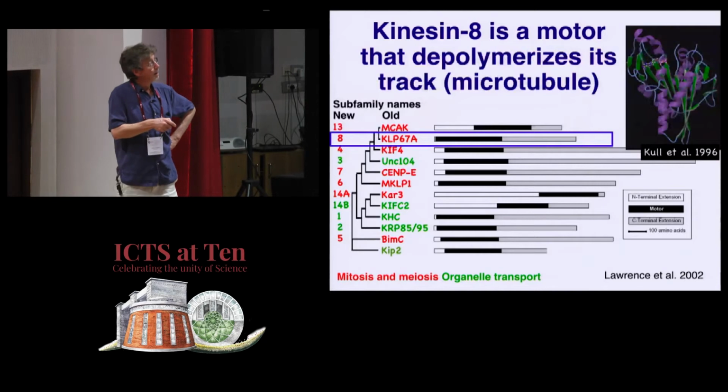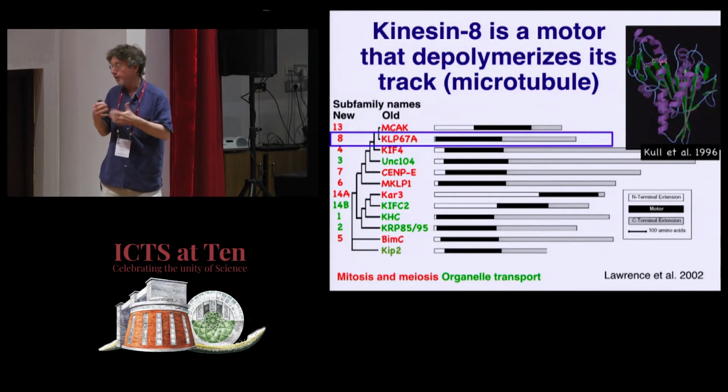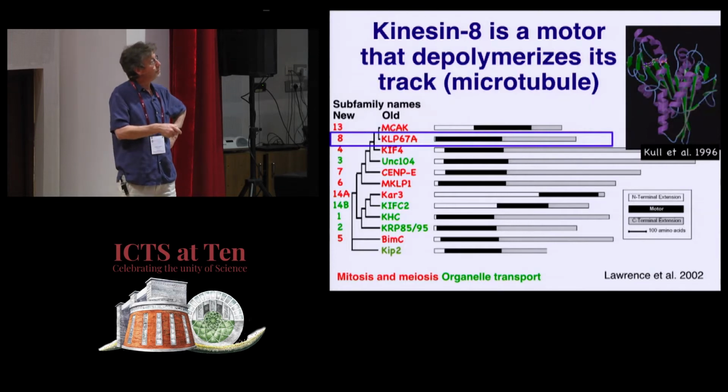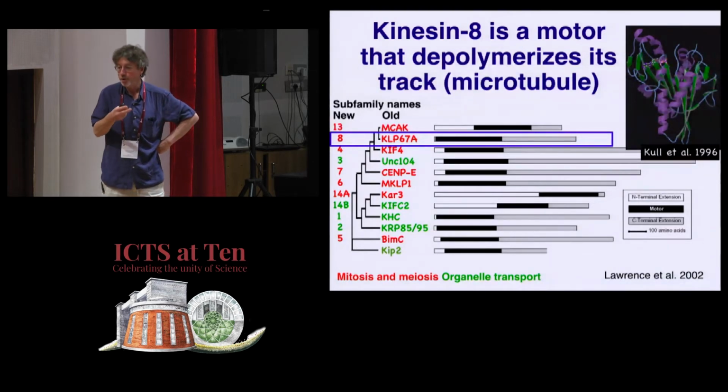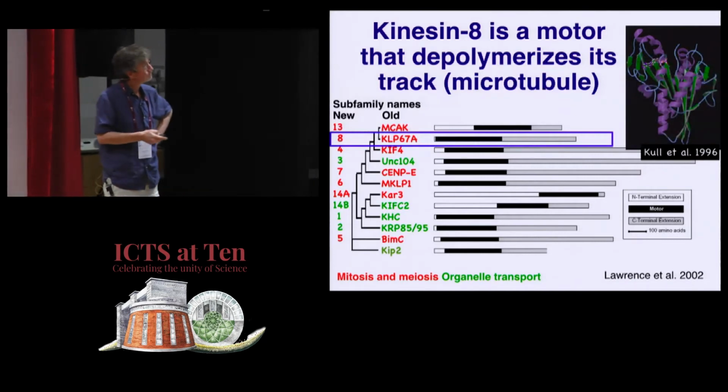So kinesin is a motor, and I showed you that picture of kinesin walking along a microtubule. But it turns out that there's a big family of kinesins, and these kinesins do all sorts of things. Many of them are motors, but others do other things. And this particular kinesin, called kinesin 8, is a motor, moves along microtubules, but it also depolymerizes microtubules. And when you have a motor that depolymerizes, you get very interesting properties.